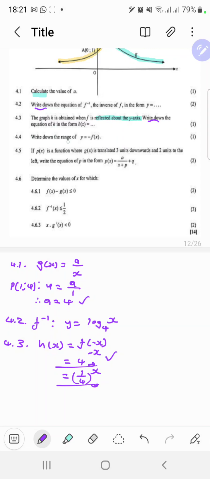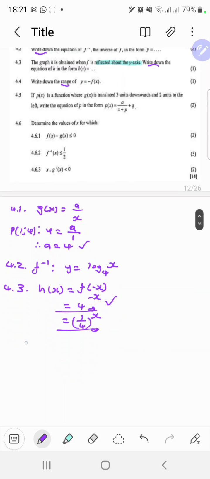All right. Now it says write down the range of minus f of x. Okay. Again, this is 4.4. First of all, we know that minus f of x is going to be equal to minus 4 to the exponent x. So this means we are reflecting our function about the x-axis. So this is a vertical reflection.